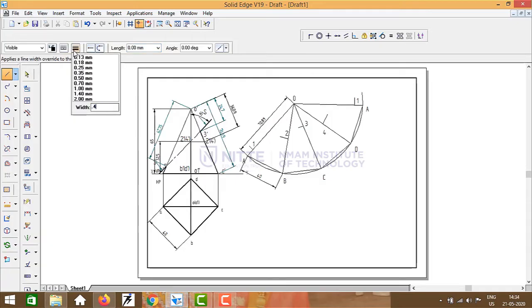the line thickness of 0.4 millimeter between 1 to 2, 2 to 3, 3 to 4, 4 to 1. You can join it using the straight line for the pyramid. Remember, for prism and pyramid, it is a straight line connection. For cone and cylinder, it is the arc method you need to follow.